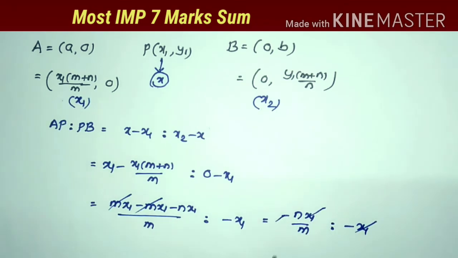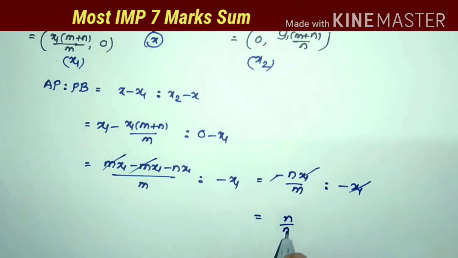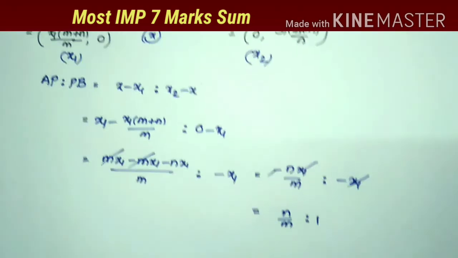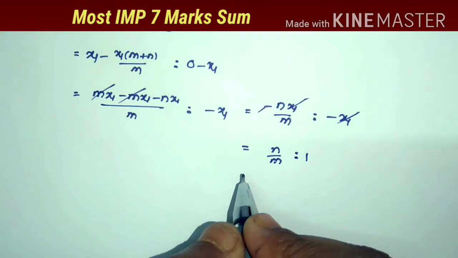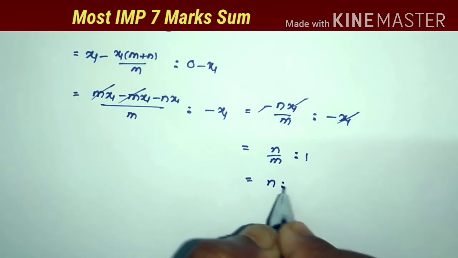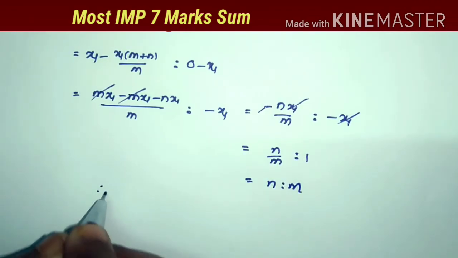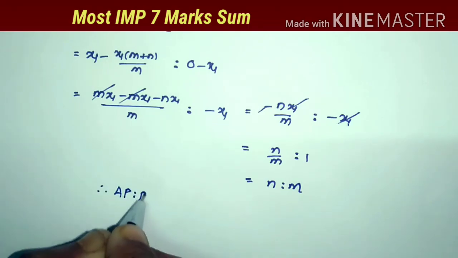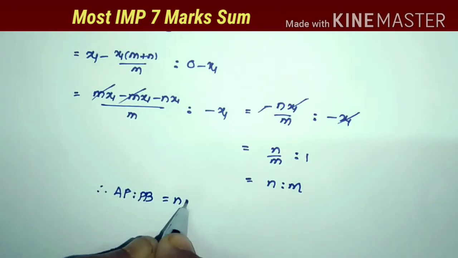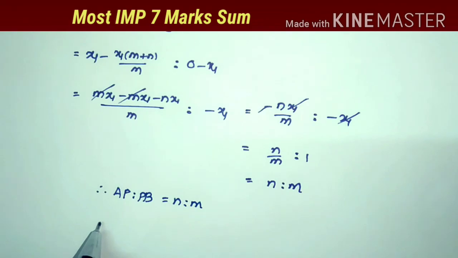Now cut the minus x1 also. What is the remaining value? n by m is to 1, which is equal to n is to m. Therefore, the ratio AP is to PB is equal to n is to m. n is to m means AP is to PB is a constant. Therefore, AP is to PB is constant, which is the required answer.